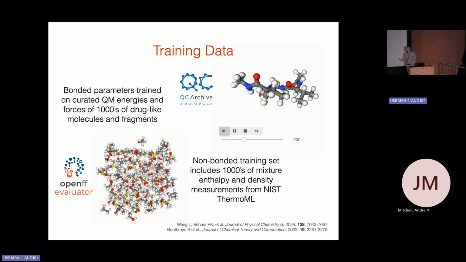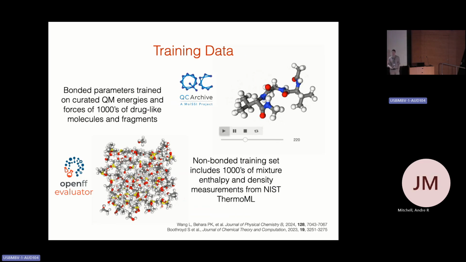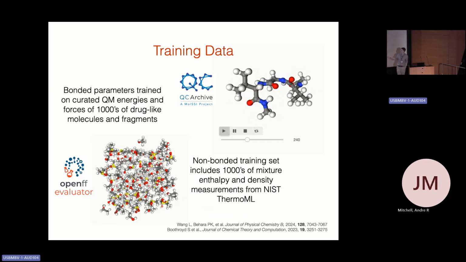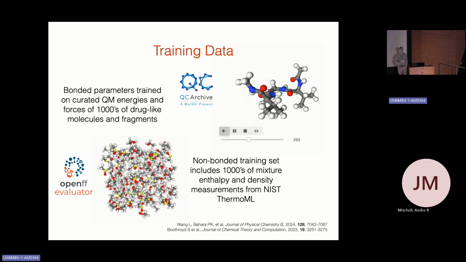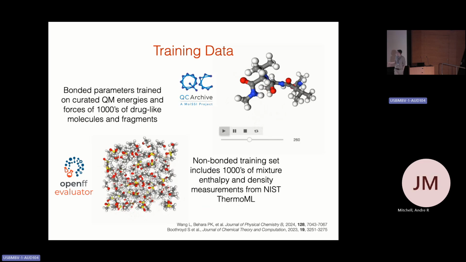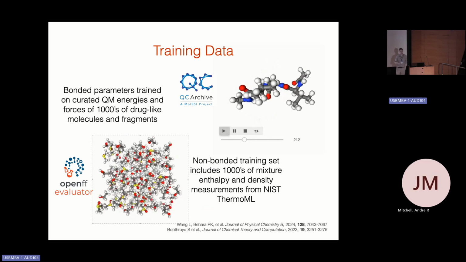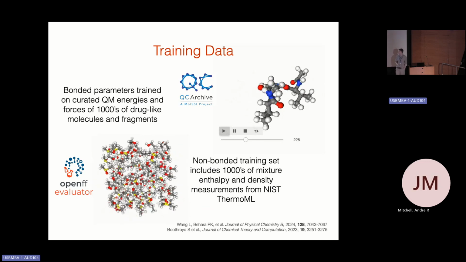Just to say a bit more about that data, all of the bonded parameters are trained against a huge amount of curated quantum mechanical energies and forces, all of which is stored out in the open on QCArchive. And all of the non-bonded parameters are trained against lots of mixture, enthalpies, and density measurements, all taken from the ThermoML, for example.